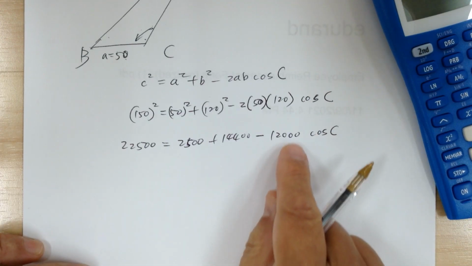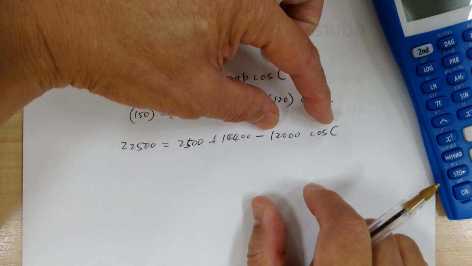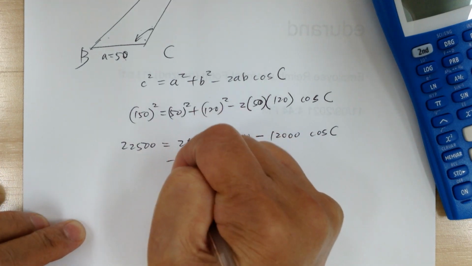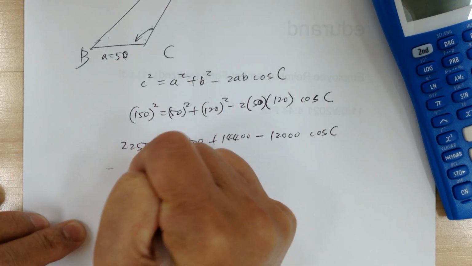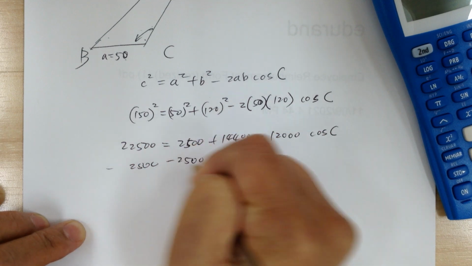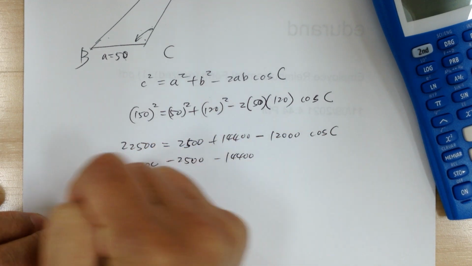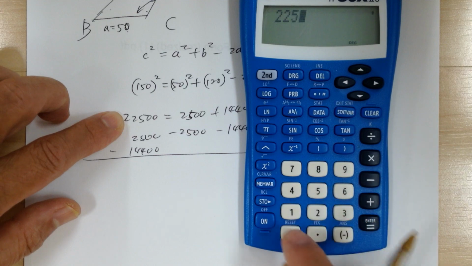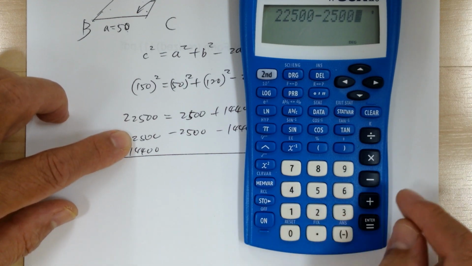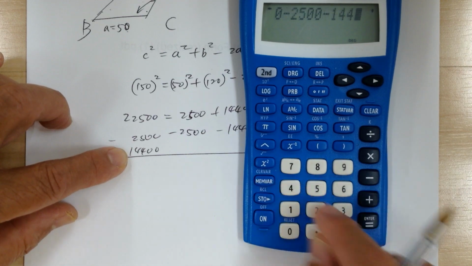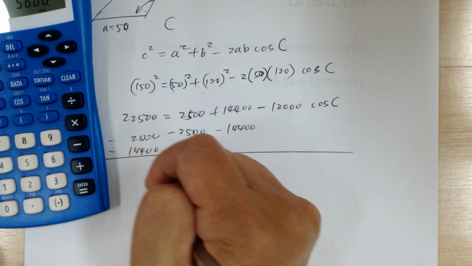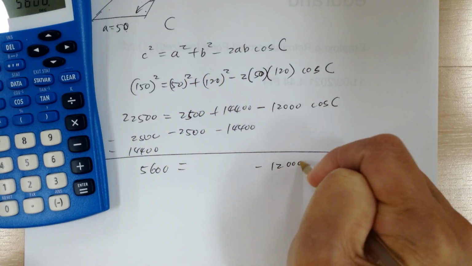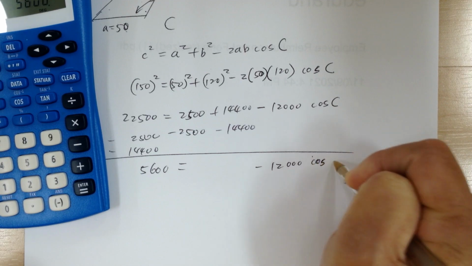Now this part you have to be careful. Do not subtract this. This is one term over here, so this is together. So what we need to do is minus 2500 on both sides, and minus 14400 on both sides. So go and subtract. 22500 minus 2500, minus 14400, equal. So you're going to get 5600 equal to, now watch the negative, negative 12000 cosine of C.